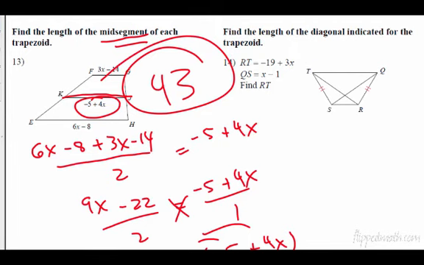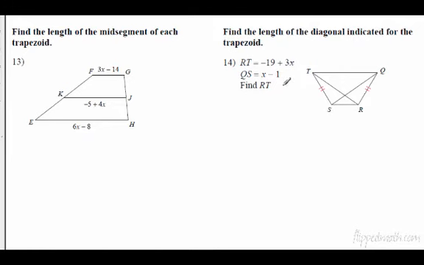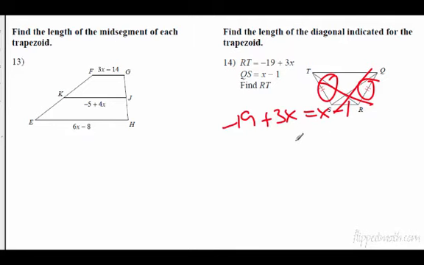Okay, 14. Let's get rid of all this stuff. That was crazy. RT and QS. These are diagonals. It's isosceles, so you can set them equal to each other. So negative 19 plus 3x is going to be equal to x minus 1. Subtract x from each side. You get 2x equals. Add 19 to both sides. You're going to get 18. x is 9. Find RT.